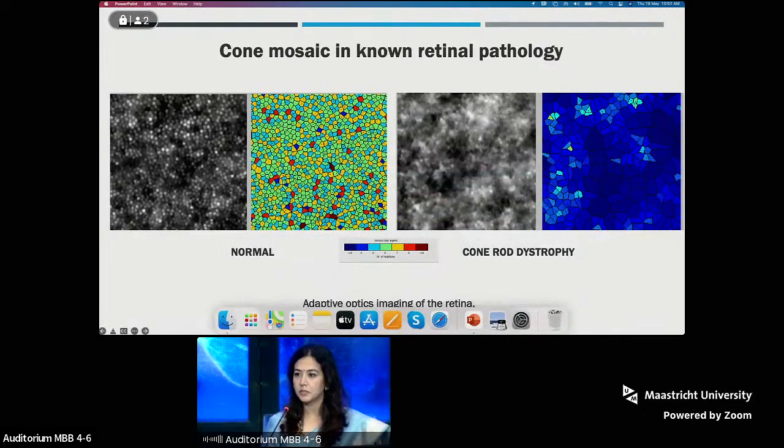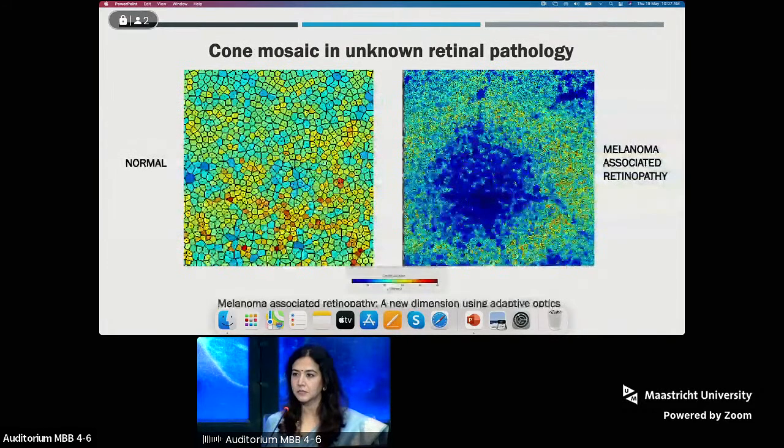Now, we looked at it in pathology and saw this is a normal patient. And in pathology, you can see the cone mosaic density was severely reduced. Now, this is especially useful when we're looking at novel therapeutic treatment measures like stem cells or gene therapy. We're not going to really see a layer of the retina, we're just going to see an increase in some of the cells. So this is an early sensitive outcome measure.